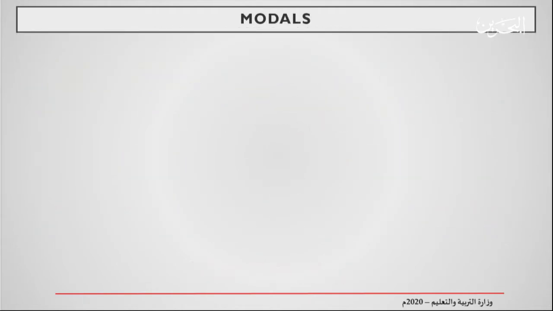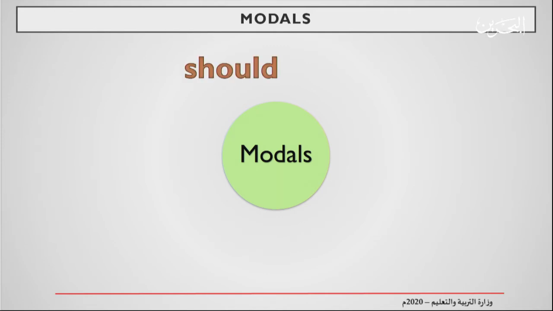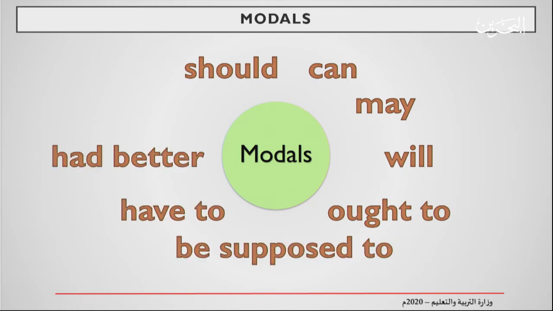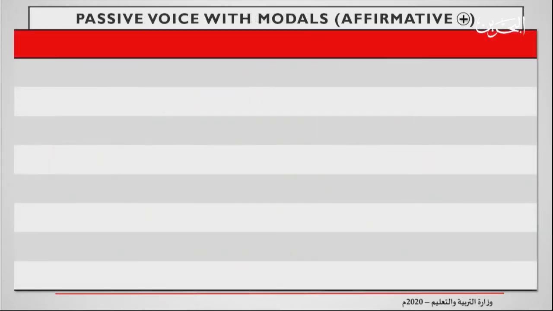All right, let's talk about modals. So, what are the modals we could use? We could use should, can, may, will, ought to, be supposed to, have to, had better, must. Passive voice with modals. I'm going to start with affirmative, that means positive sentences. This is how you build them.